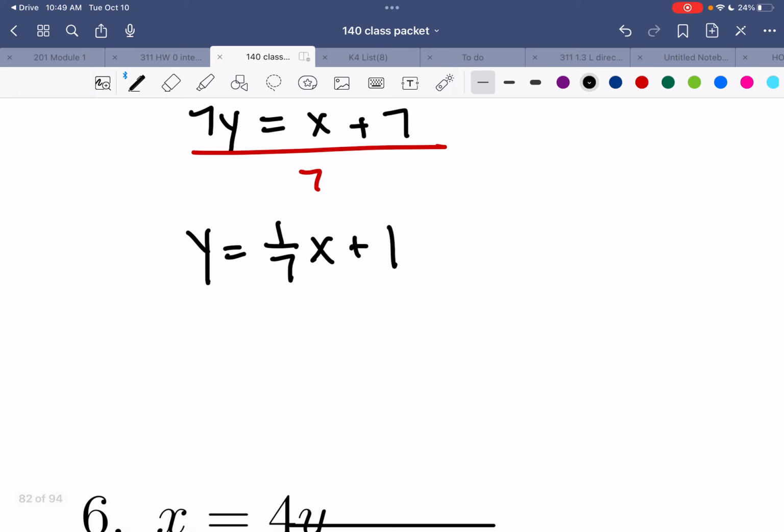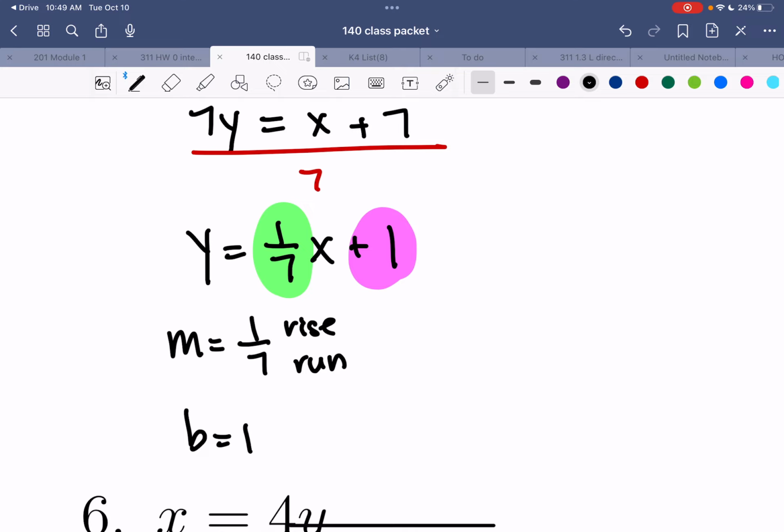This is in our slope intercept form. So that means that our slope is the number in front of the x, and our b, our intercept, is the plus 1. And so then what we have here is that m is 1 over 7, and that's your rise over your run. And your b is 1, which means we have the point 0, comma 1.